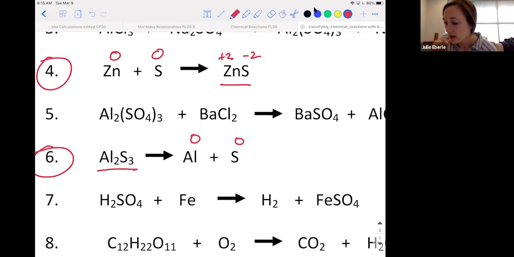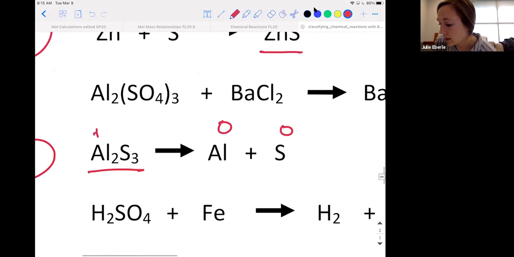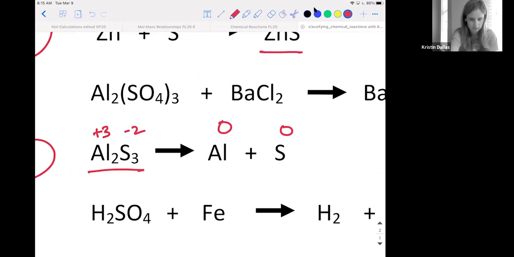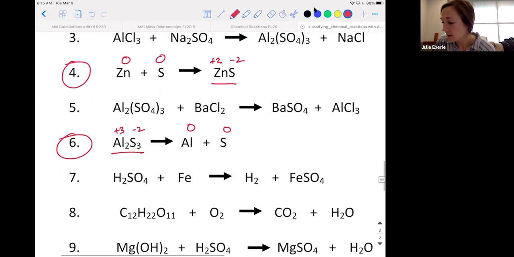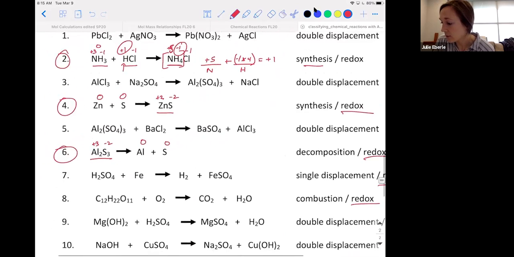So aluminum here, we should know by now, is a +3. That's what we're going to give it. Sulfide here is the -2. And then there's 0 and 0. So you can see aluminum, is it being oxidized or reduced? Reduced. Yes, it's going from +3 to 0. Sulfide is going from -2 to 0, so it's being oxidized. Okay, so we can identify what's being oxidized, what's being reduced. That's why it's redox. So I hope that clarifies a little bit on the redox stuff.